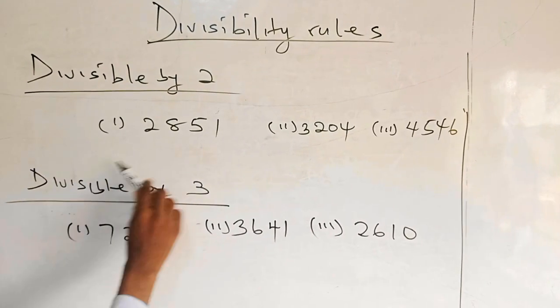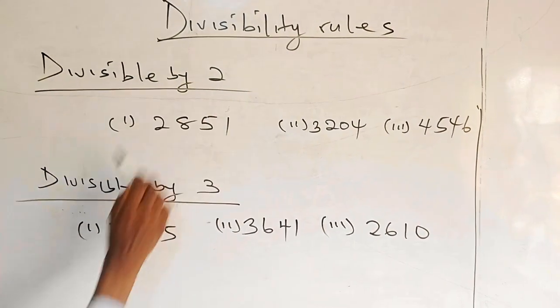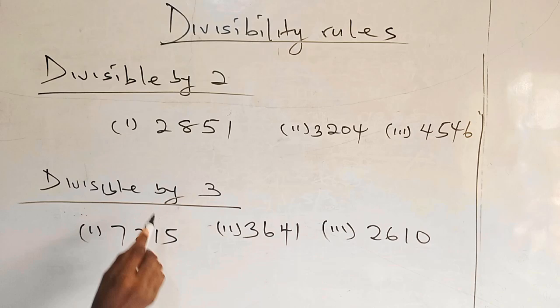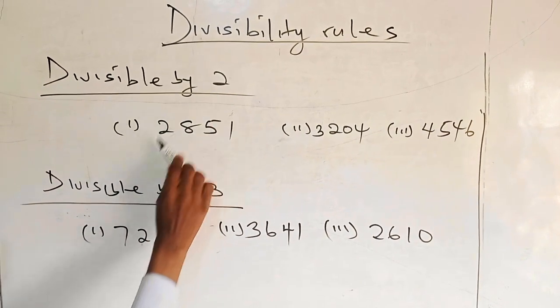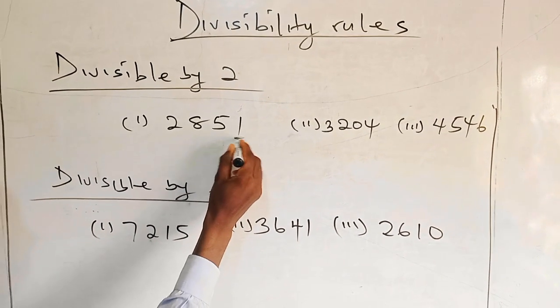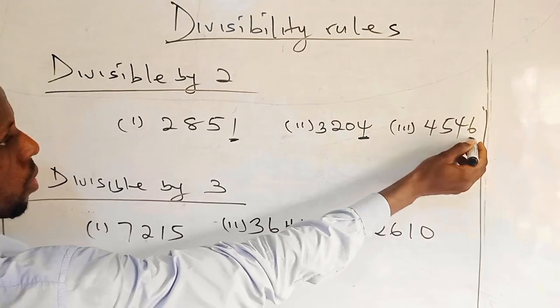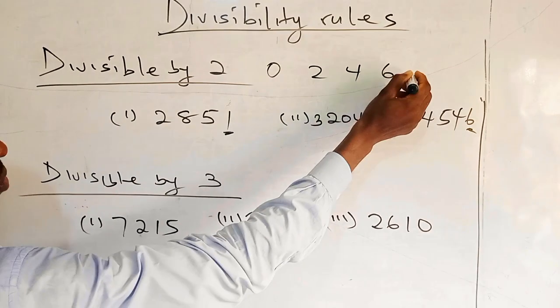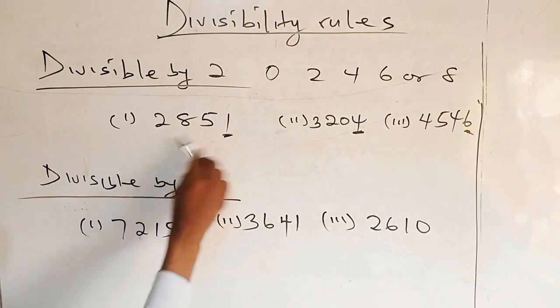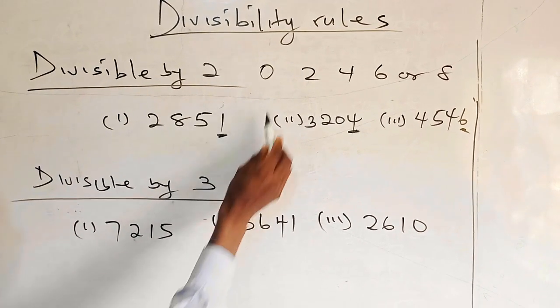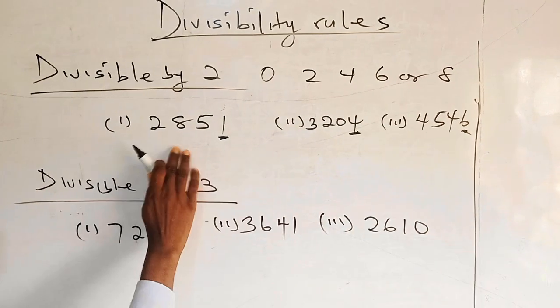Okay, so which of these numbers is divisible by 2 and which of these numbers is divisible by 3? How do we know numbers that are divisible by 2? The numbers are divisible by 2 when the unit's value ends with 0, 2, 4, 6 or 8. So any whole number given to you, if the place value of the unit ends with any of these numbers, then the number is divisible by 2.